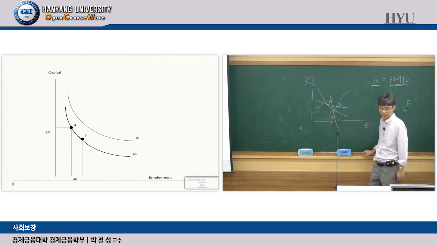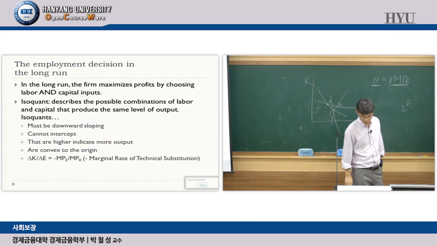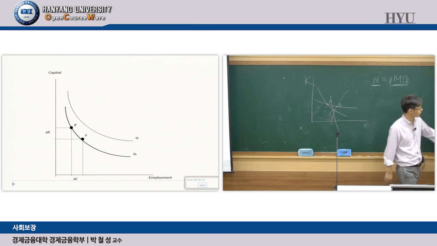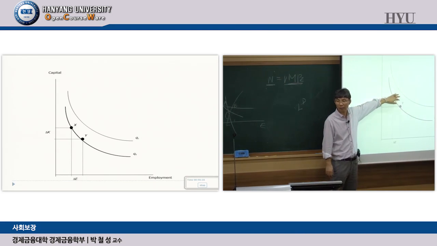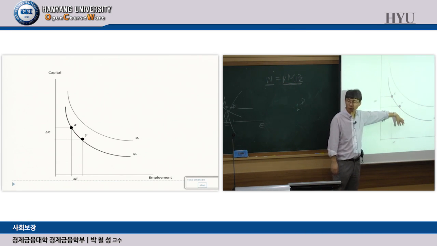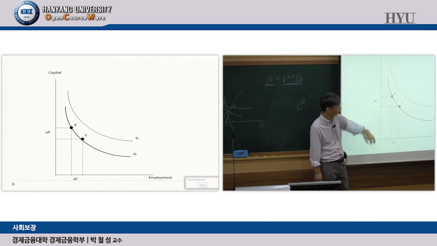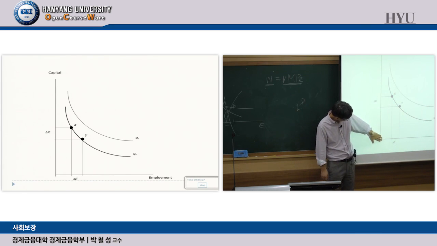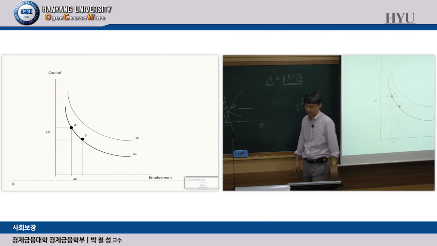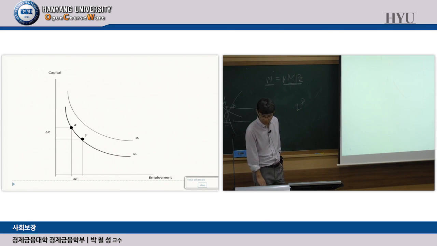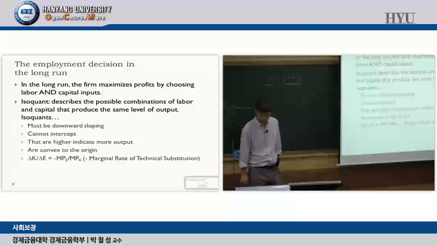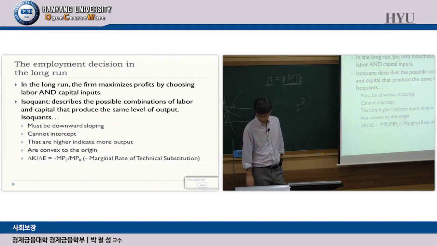So you cannot intercept. Higher location indicates more output, obviously, because if you're higher in location, that means more employment, more labor, and more capital. So that means higher output. So farther away from the origin, you have higher inputs. And it's convex to the origin because MPL and MPK each are decreasing.